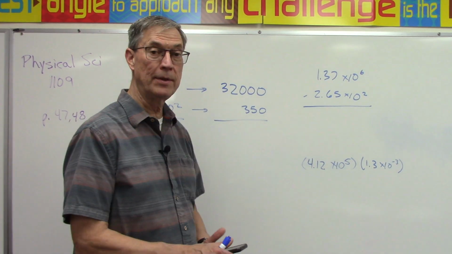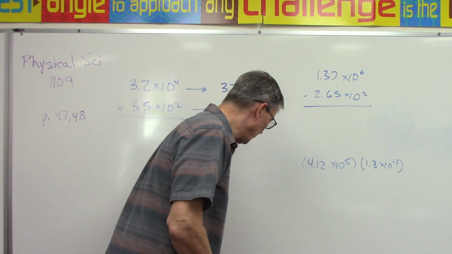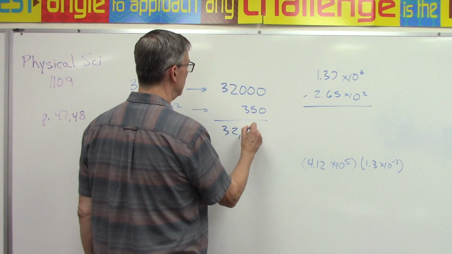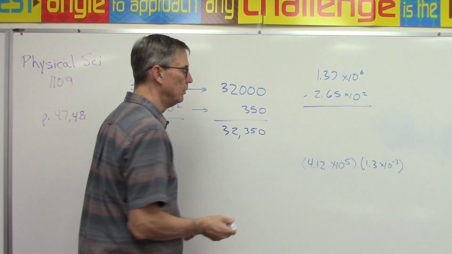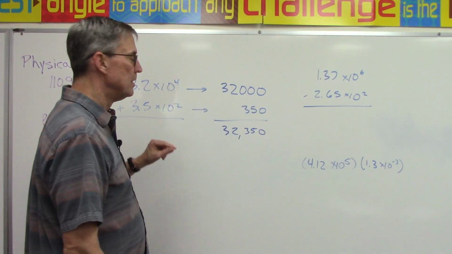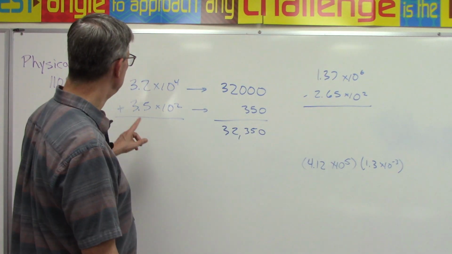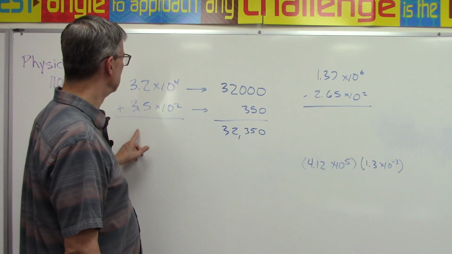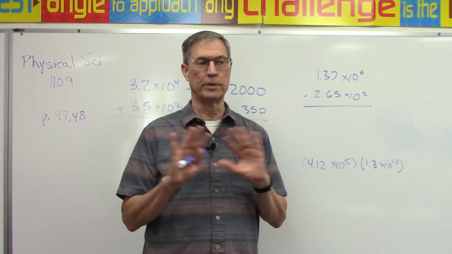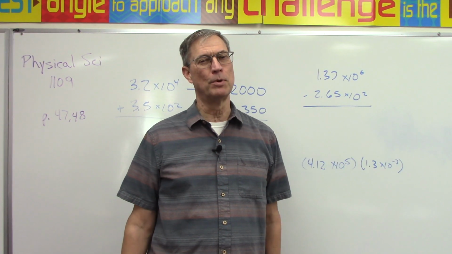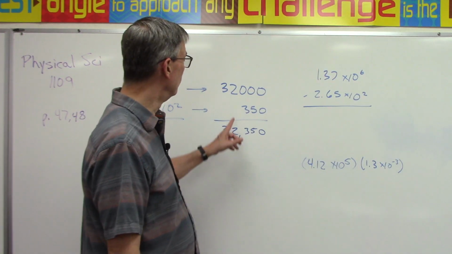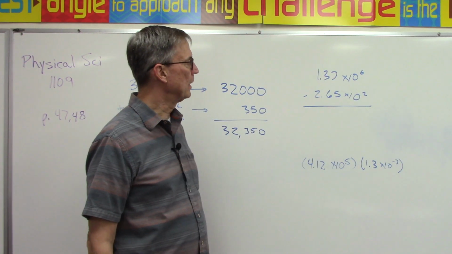In this case, we're going to add them. So that's really easy, right? You just get 32,350. Okay, so that's a lot different. Sometimes students look at this and think, oh, I should be able to just add this and get 6.7 times 10 to some power, but that's not going to work, because the exponents make a big difference in what the value of that number is before you add or subtract.